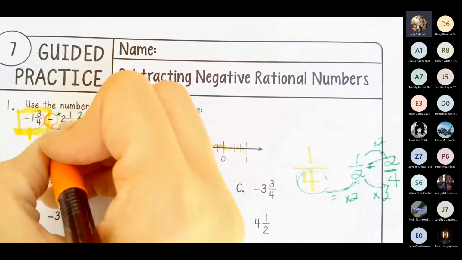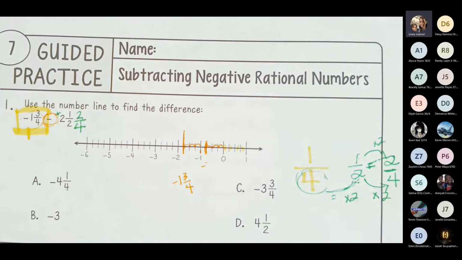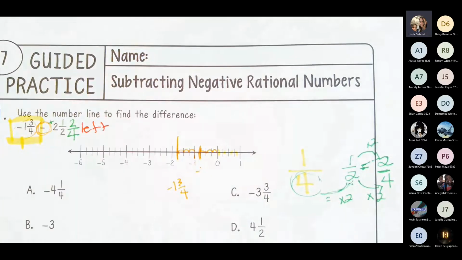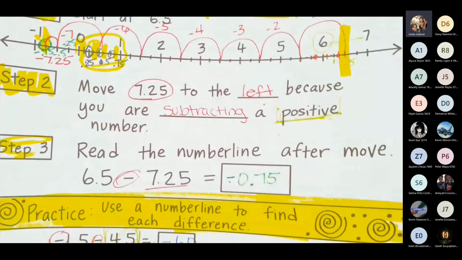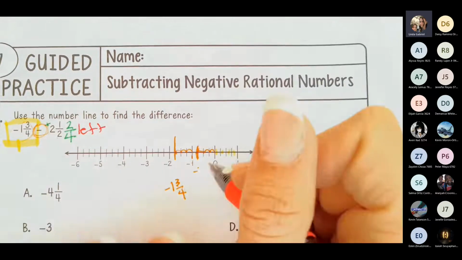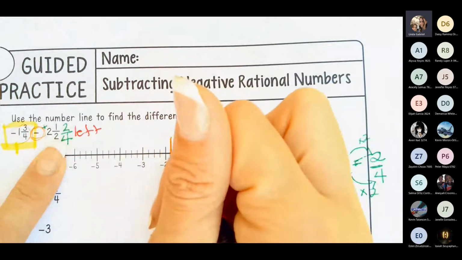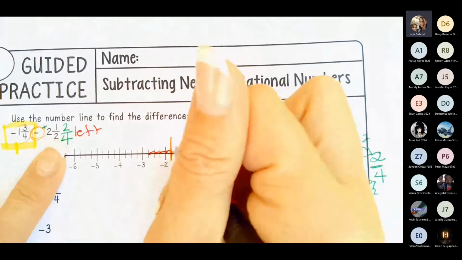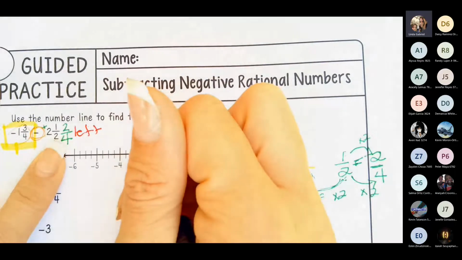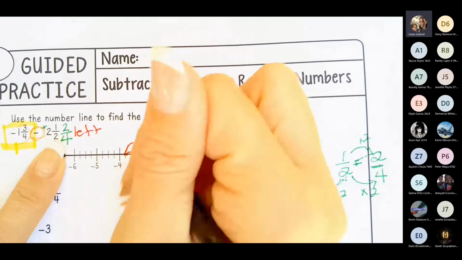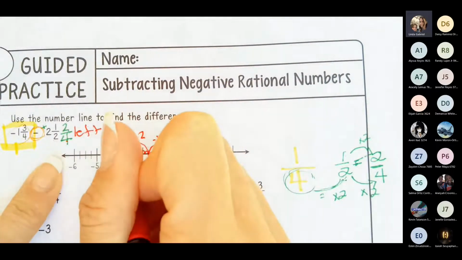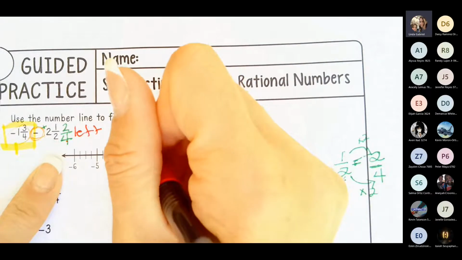Now I'm subtracting a positive number, so I need to move to the left, right? And I know that because of my rule on number 6. When I am subtracting a positive number, I move to the left. So if I move to the left 2 and 2/4, I'm going to go over 1, 2, 3, 4, right? That's minus 1. So it's in 4 sections. 1, 2, 3, 4. This is going to be minus 2. And I need to go 2/4, right? 2 little lines more. 1, 2. So it's minus 2 and 2/4.